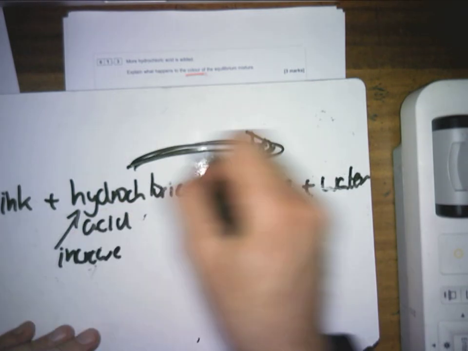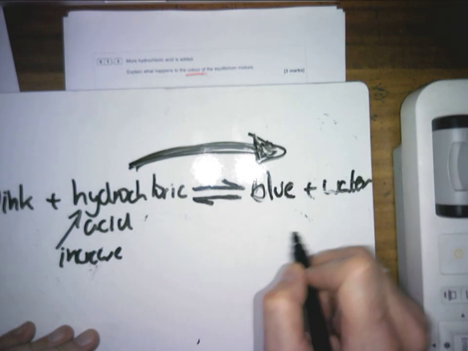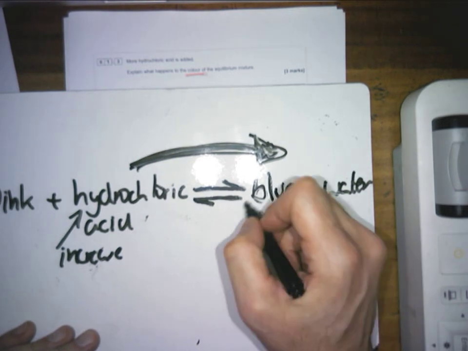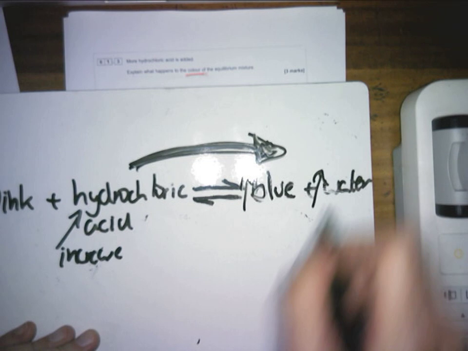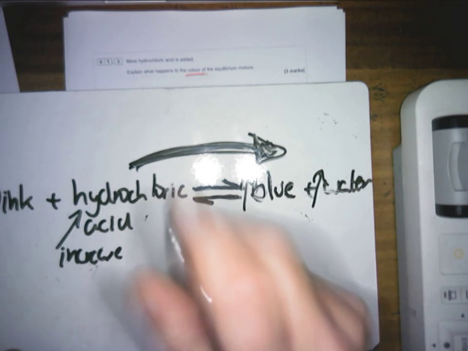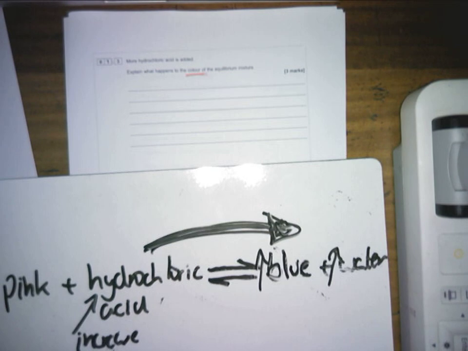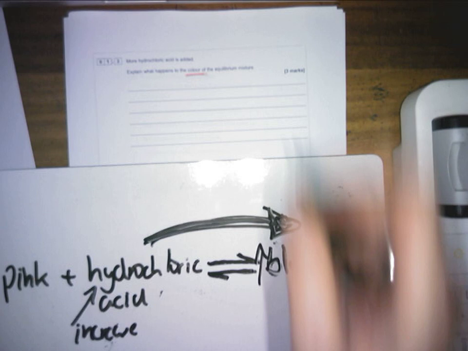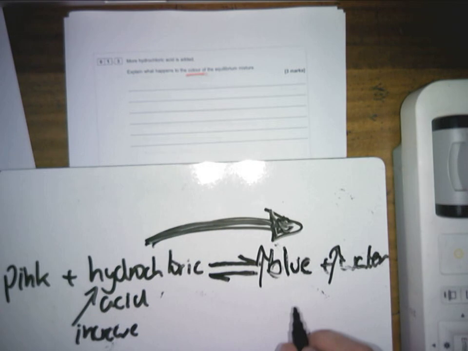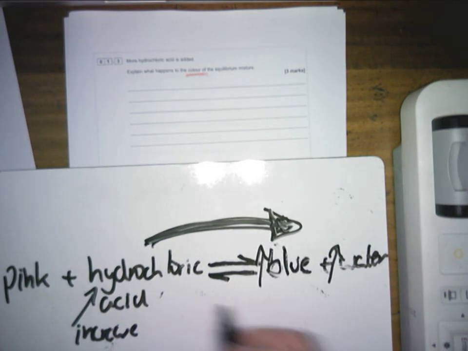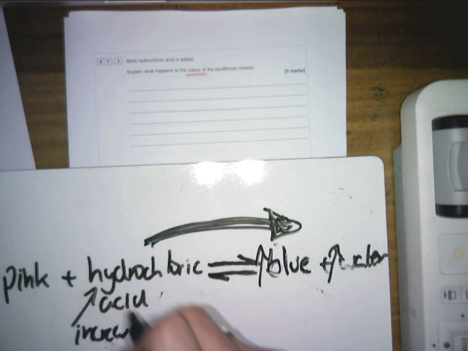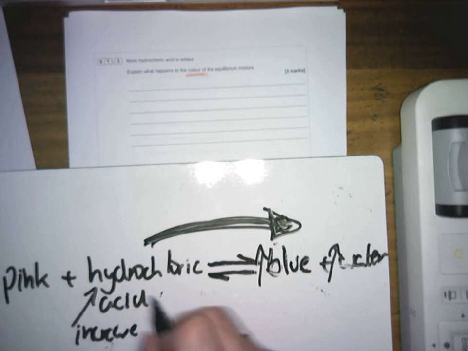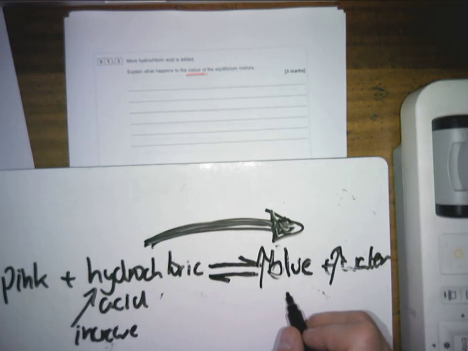If the forward reaction is favoured, it means the concentration of the blue cobalt compound and water is going to increase. So I'm going to get more blue and more water. We won't ask that though. What explains what happens to the colour of the equilibrium mixture? Well, the colour of the equilibrium mixture is going to become more blue, isn't it? It's going to become more blue because the equilibrium is acting to oppose the change, acting to reduce the amount of hydrochloric acid, so more of the blue compound is made.